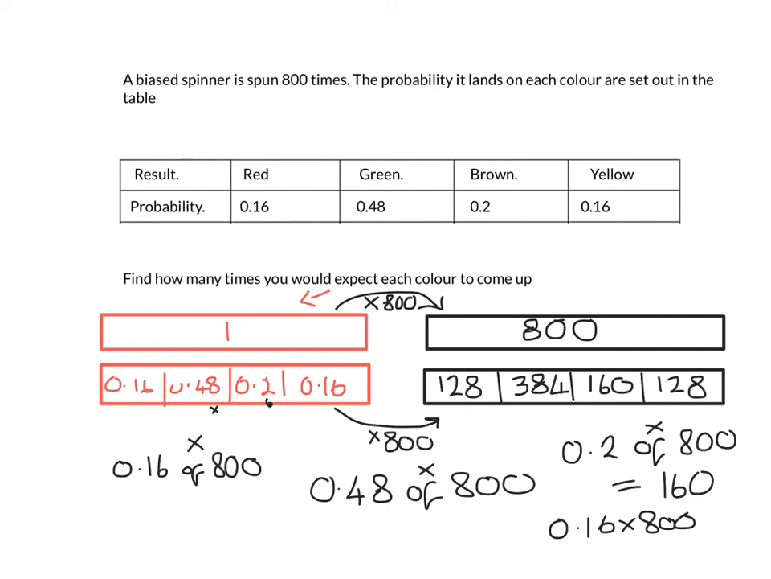Now to check my answer, I can just make sure they all add up to 800. So 128, add 384, add 160, add 128, and we get 800. So red, there's 128. Green, there's 384. Brown, there's 160. And yellow, 128.